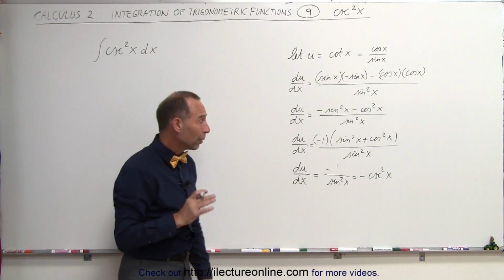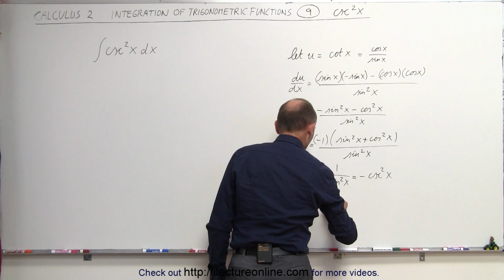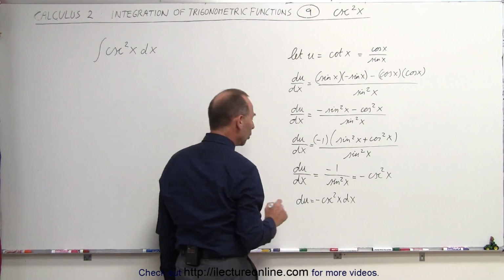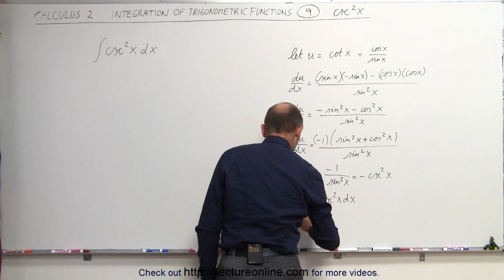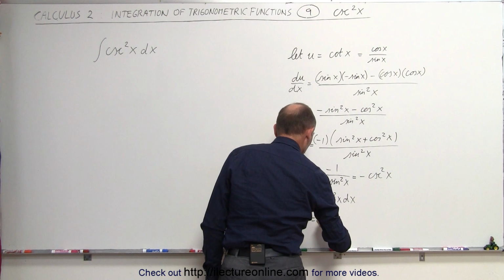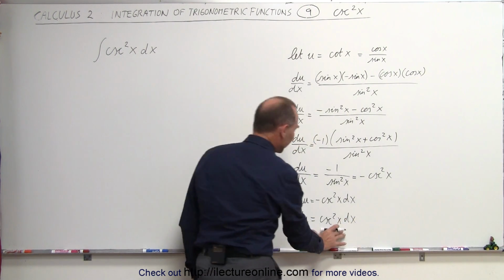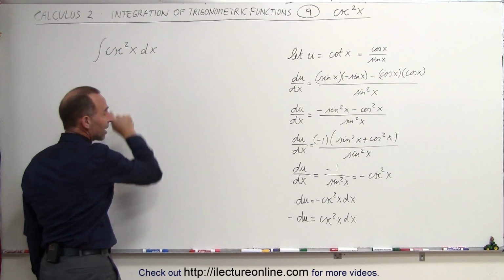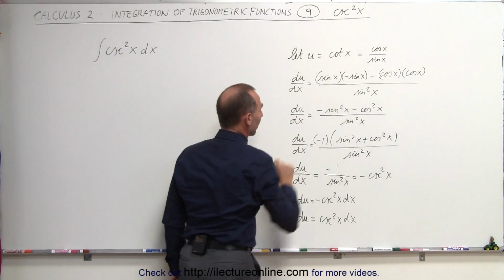If I now multiply both sides by a dx, I get du is equal to minus the cosecant square of x times dx. Or, if I multiply both sides by negative 1, I can write minus du is equal to the cosecant square of x times dx. The reason why I did this last step is because when I look up here, I see the cosecant square of x dx, which is equal to minus du if I let u equal the cotangent of x.